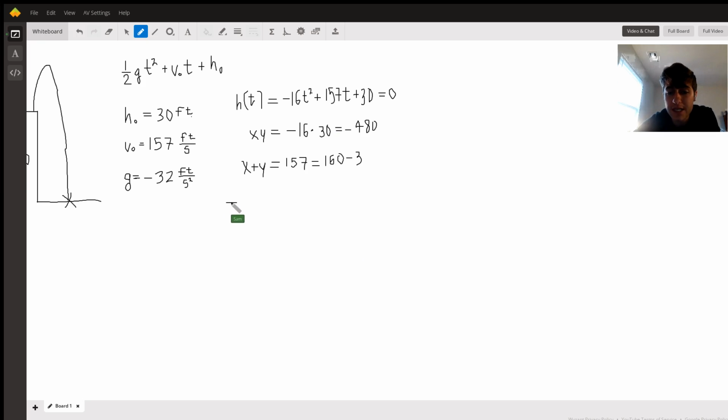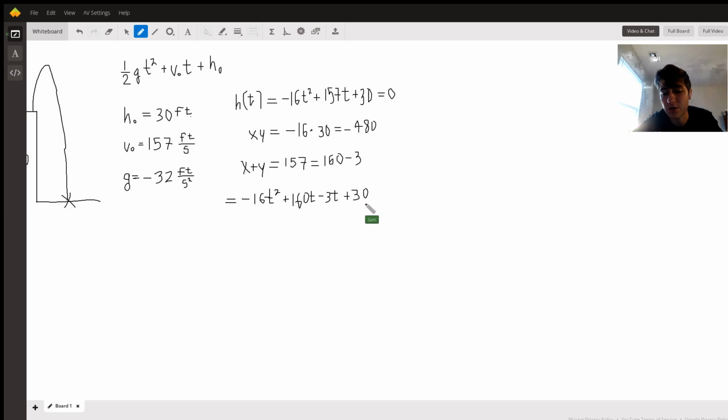In other words, h of t can be rewritten as negative 16t squared plus 160t minus 3t plus 30. And now we can factor this expression quite simply.